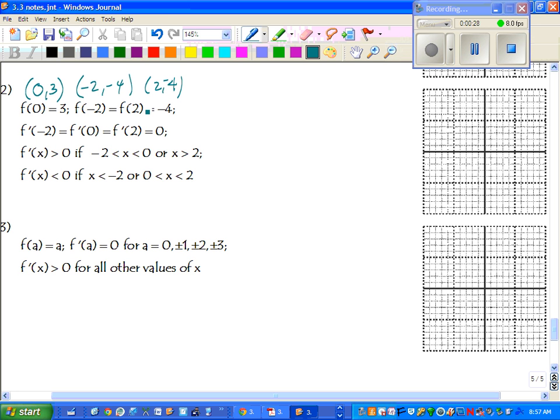So those are our 3 points we're starting off with. So we can go ahead and plot those, (0, 3), (-2, -4), and (2, -4). Second line tells us when the derivative is 0. So these are all our critical values. And we have a critical value at -2, 0, and 2. So those points that we actually graphed are all of our critical values.